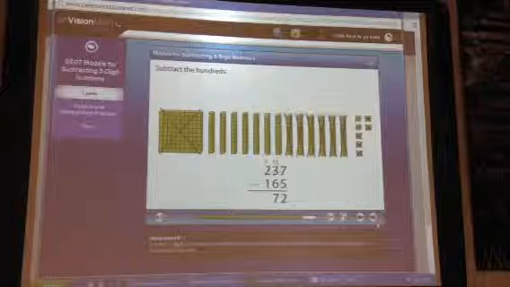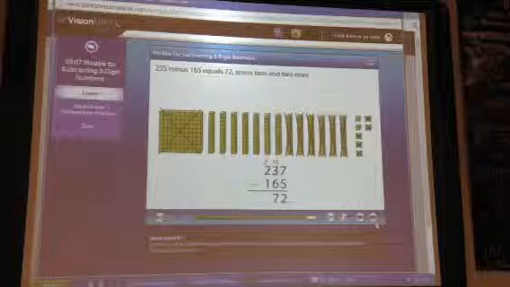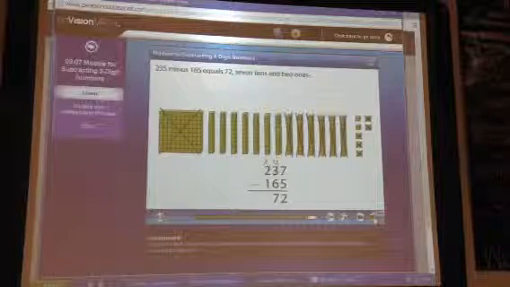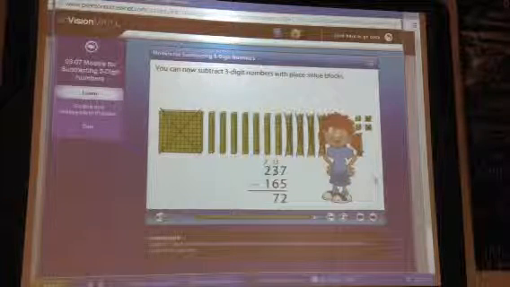Subtract the hundreds. 237 minus 165 equals 72. 7. You can now subtract three-digit numbers with place value blocks.